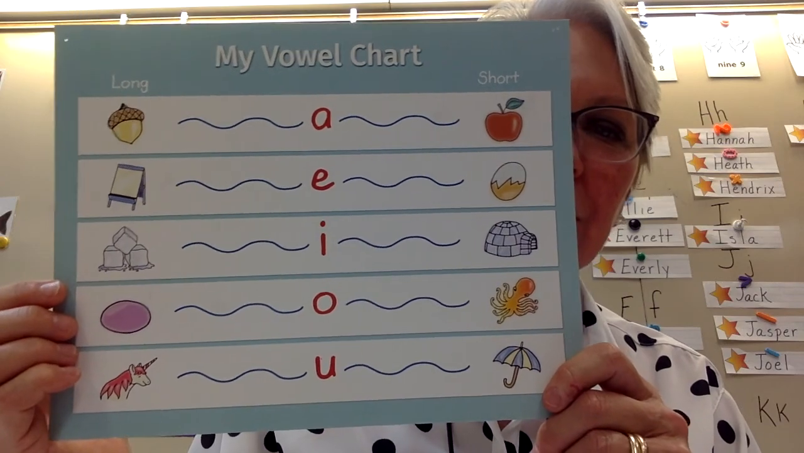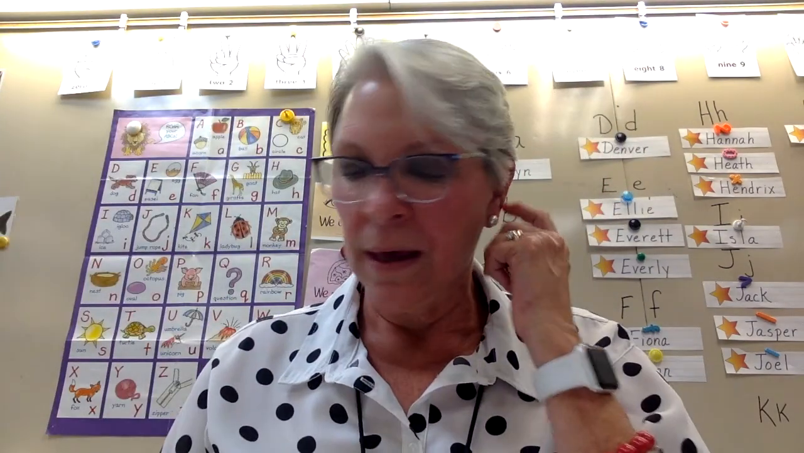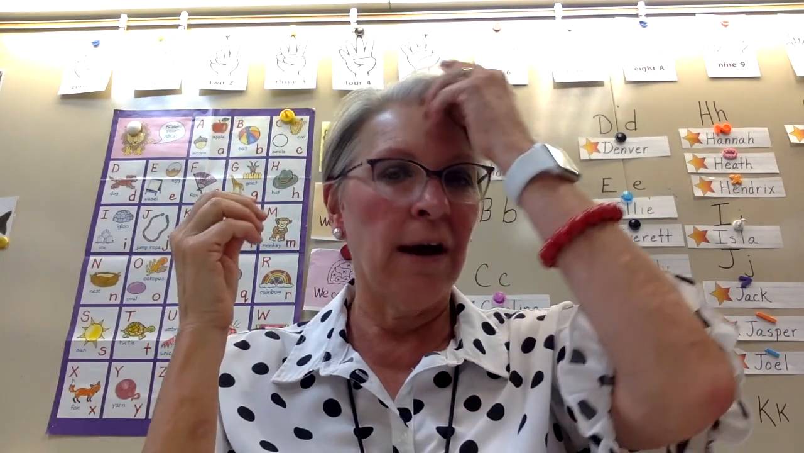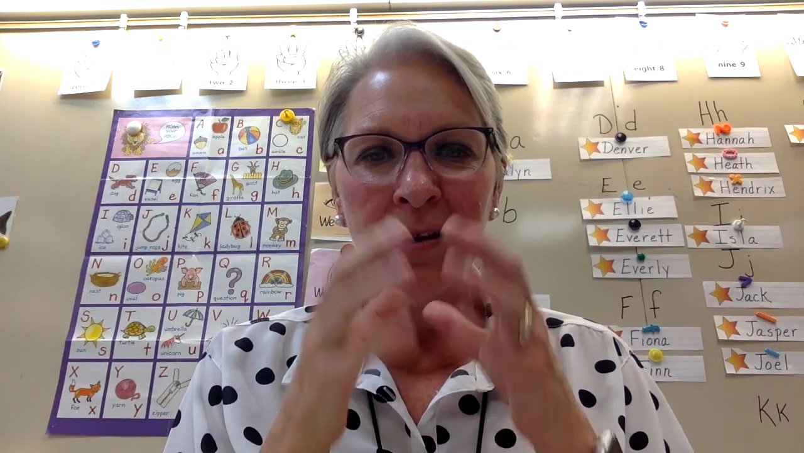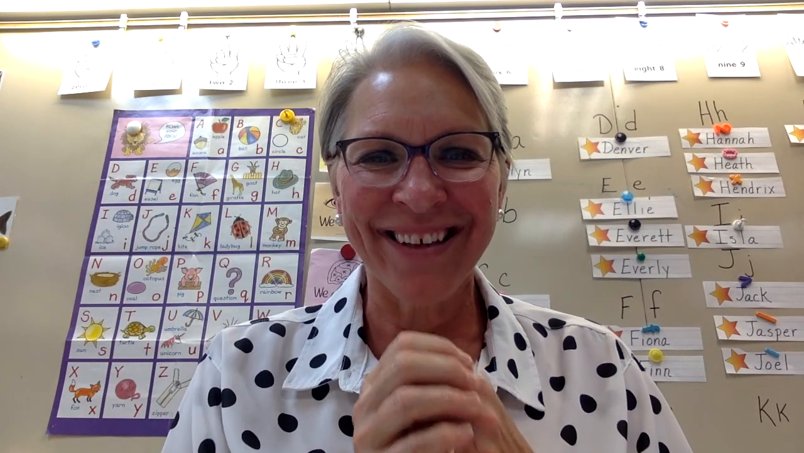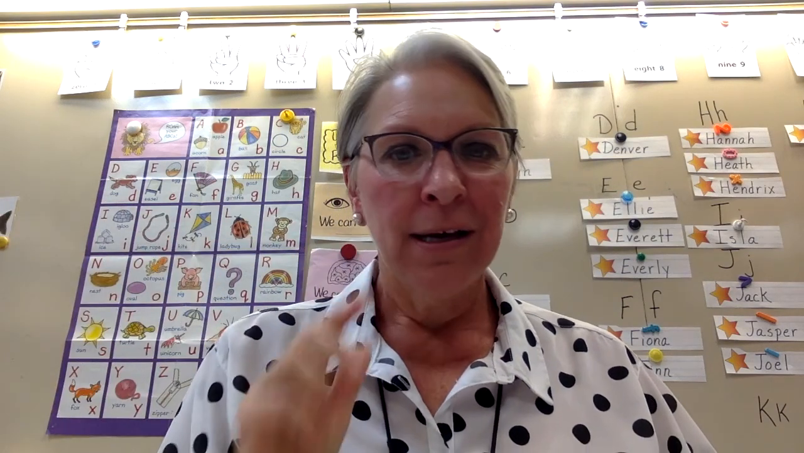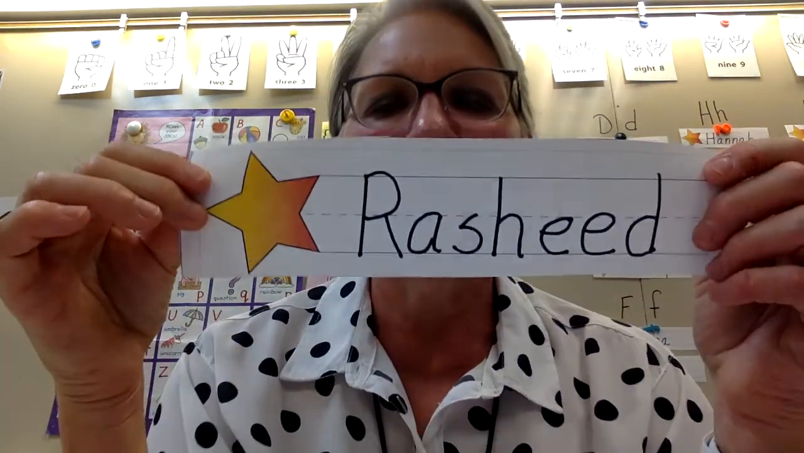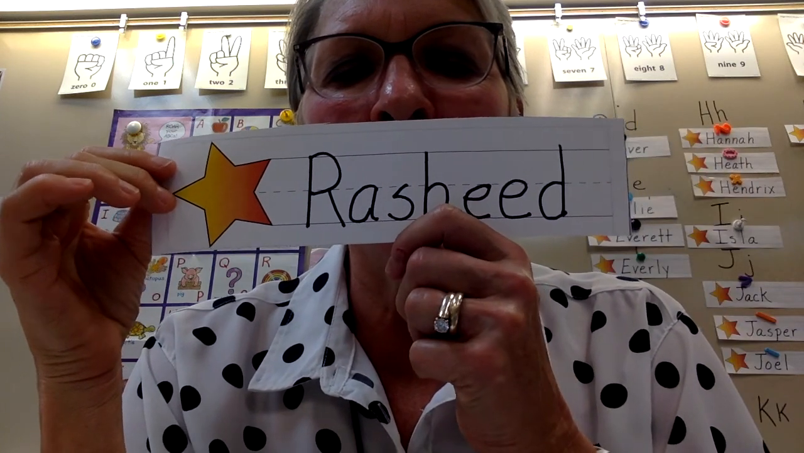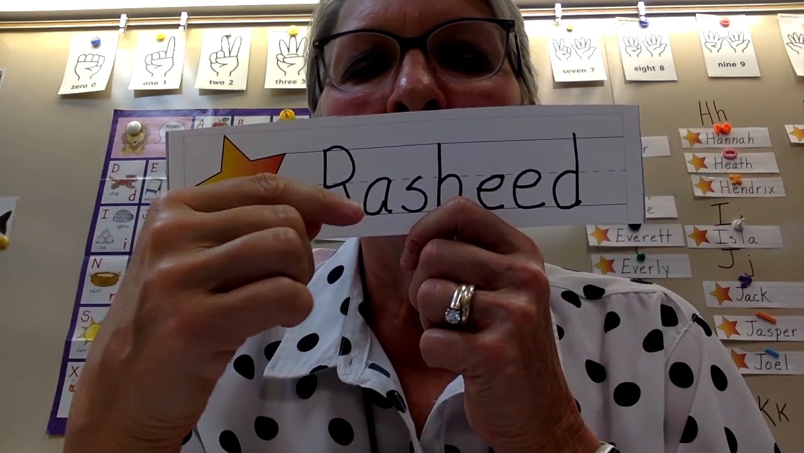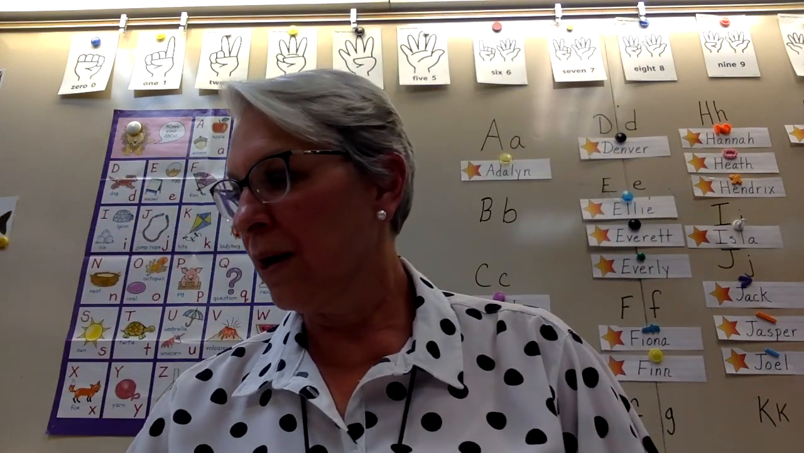So that's what I want you to focus on today. The rest of the letters in the alphabet are called consonants, and with vowels and consonants, the word gets put together to make it sound like it sounds. You can sound it out. So what I want you to do today is study Rashid's name. And then I want you to write down Rashid's name. So we're going to do that right now.